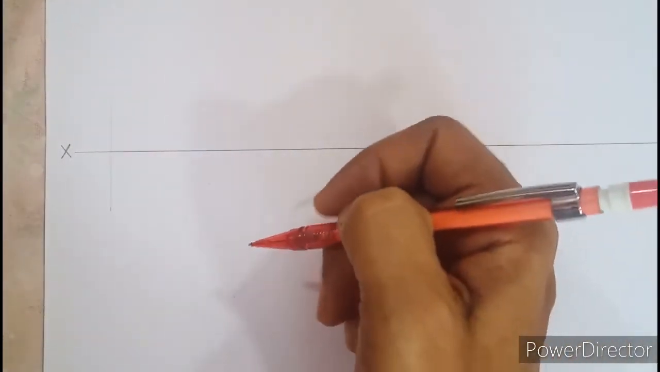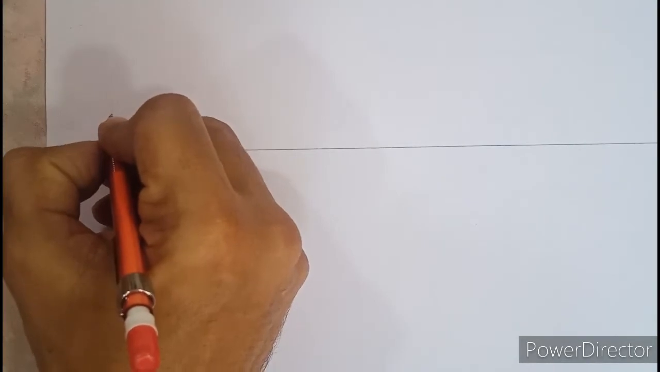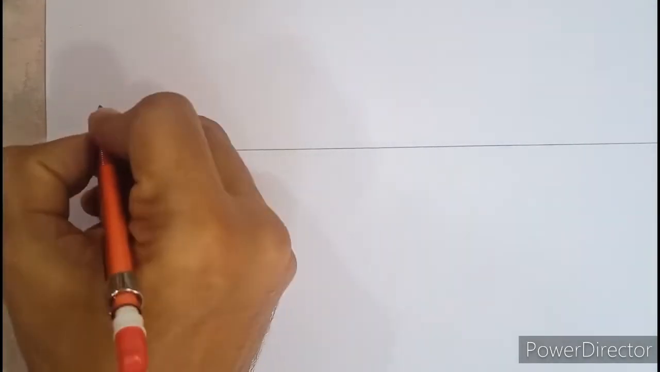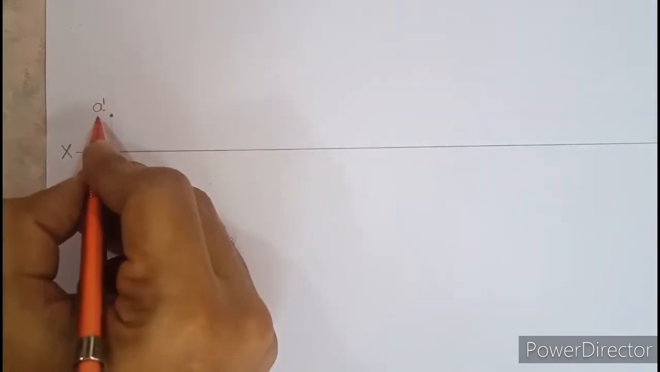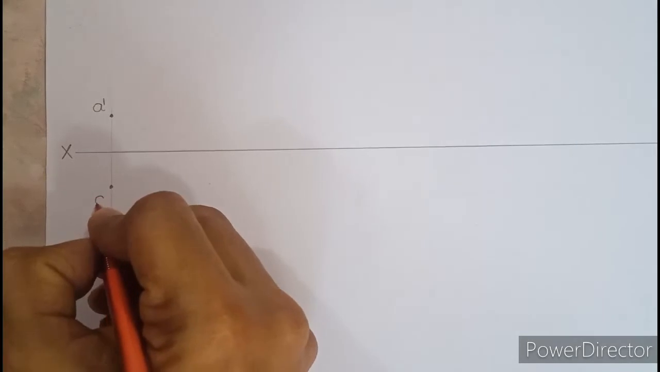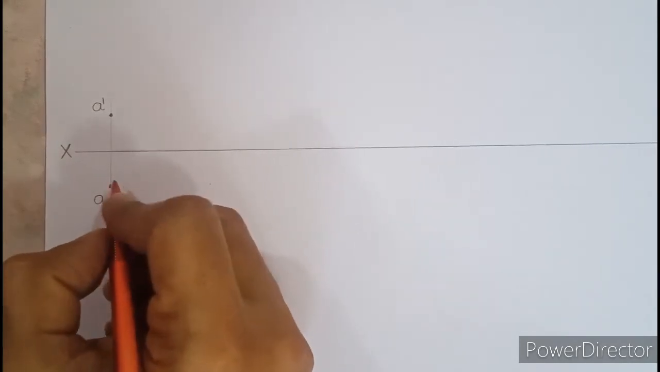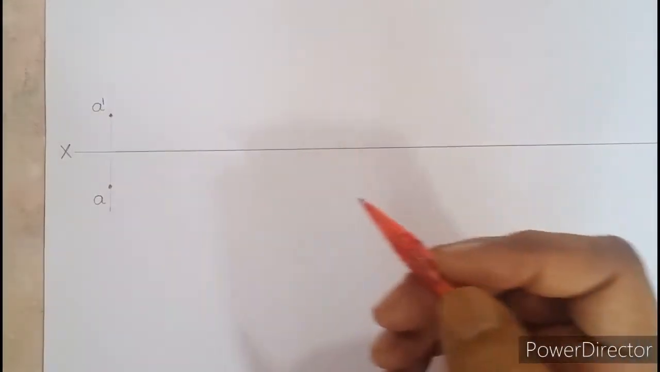Vertical line can be light of any length, and anywhere above XY mark a point little bit darker and write A dash. Again, where to write A dash? On the left side and above, and below that mark one more point and write small a without dash, again on the left side and below. You have to mark 2 points, A dash and A.